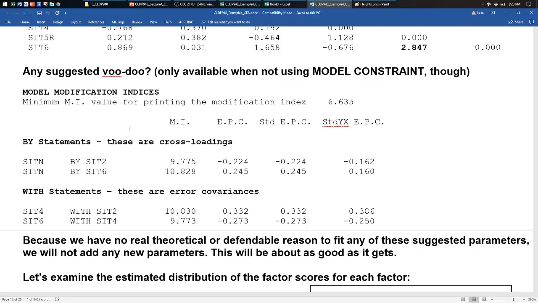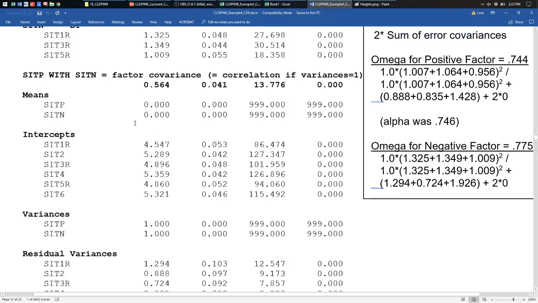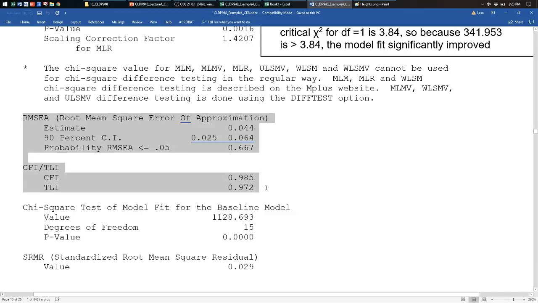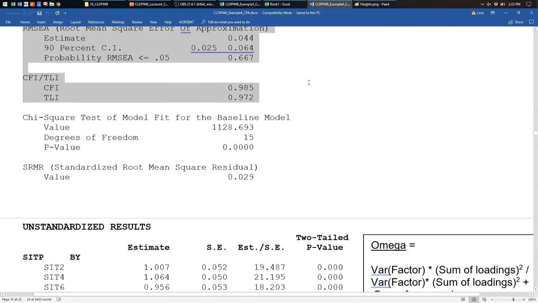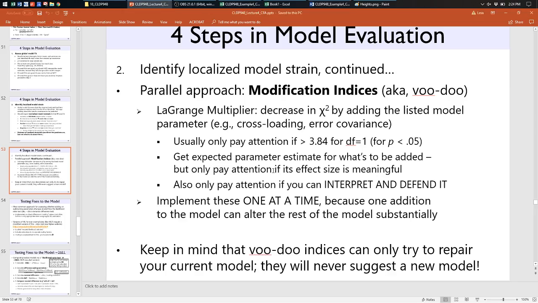But note the size of these parameters. The changes in chi-square are much smaller than they were before. None of these things make any sense. None of these things I would have expected based on theory or logic or anything like that. So even though my model is not perfect, I am declaring it good enough. And most reasonable people, based on these numbers here, would agree with me. All right. So that's the world of local fit.